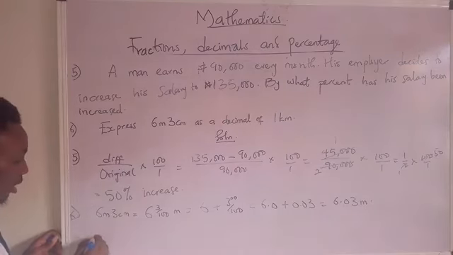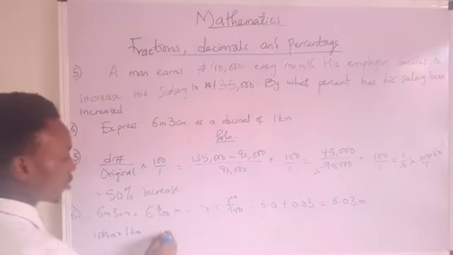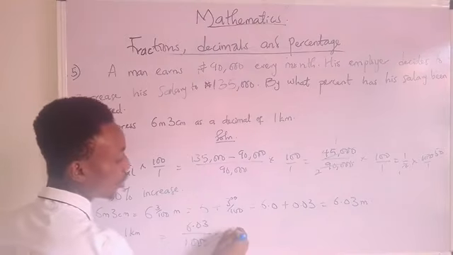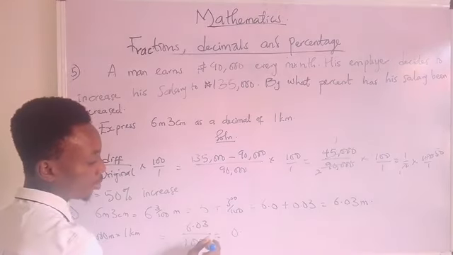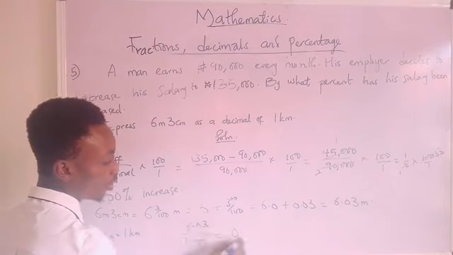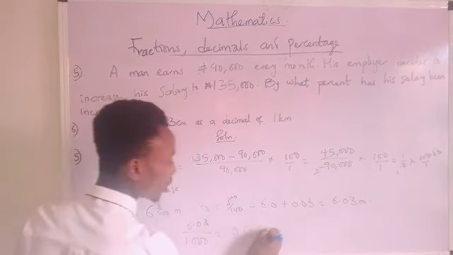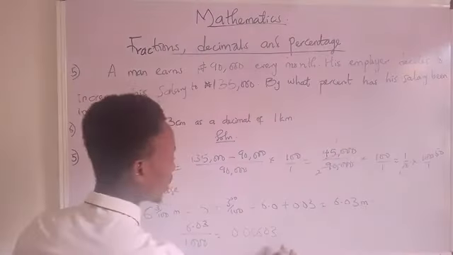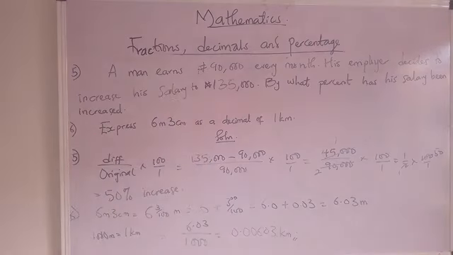Converting meter to kilometer, 1000 meter is equal to 1 kilometer. So divide it by 1000. You have 6.03 divided by 1000, which gives us 0.00603. This is actually your final answer, in kilometers.